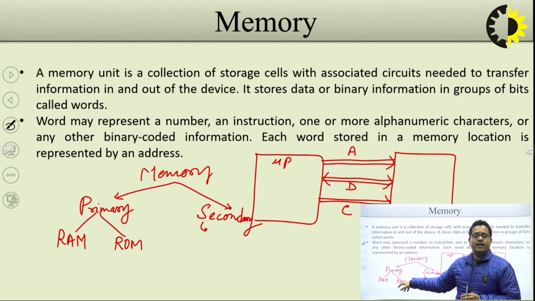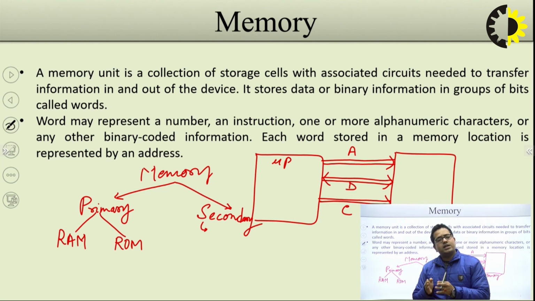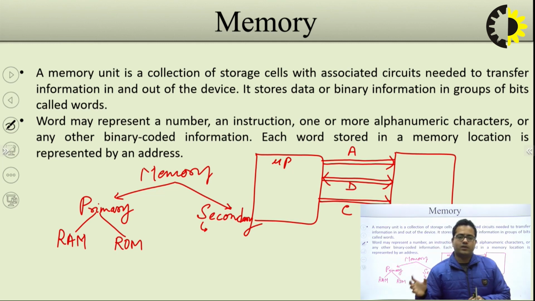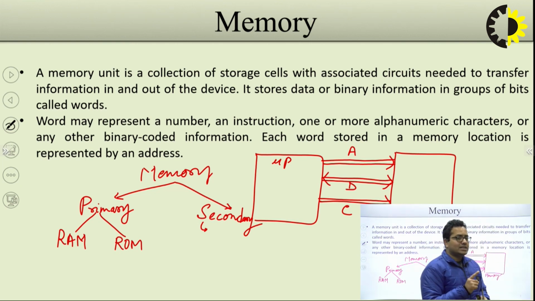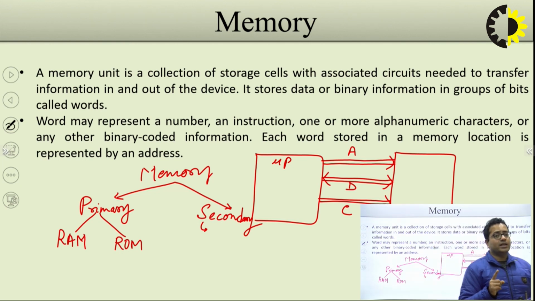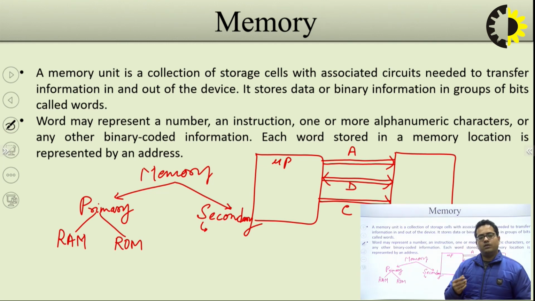Whereas on the other side, your ROM is non-volatile, means that whenever there is power, it will store the information, and also when there is no power, it is going to keep the information. That means whatever information we store inside the ROM is permanent, whereas inside a RAM it is temporary. Temporary means it will hold the information as long as you are giving the power supply. The moment you switch it off, all the information gets erased from the RAM.